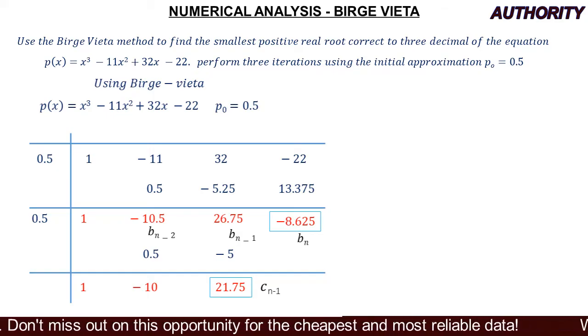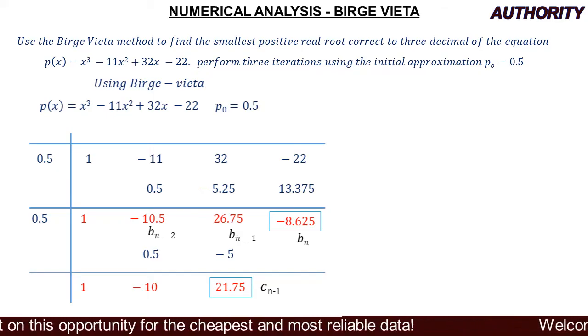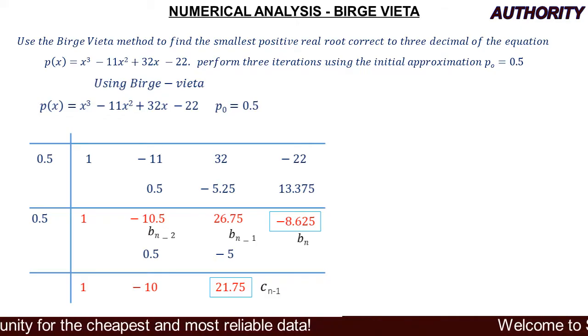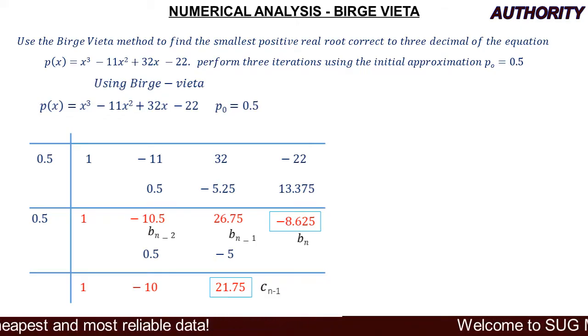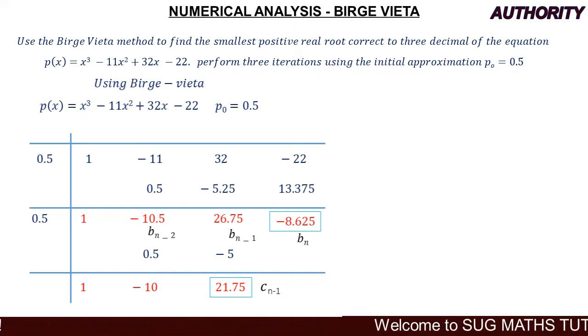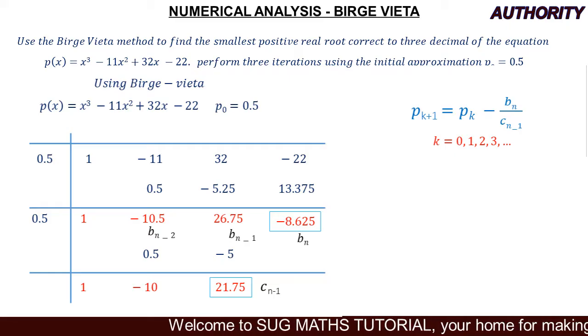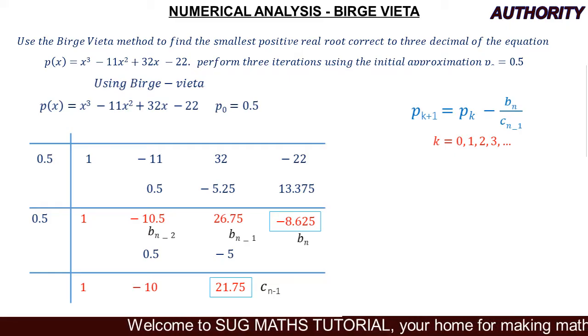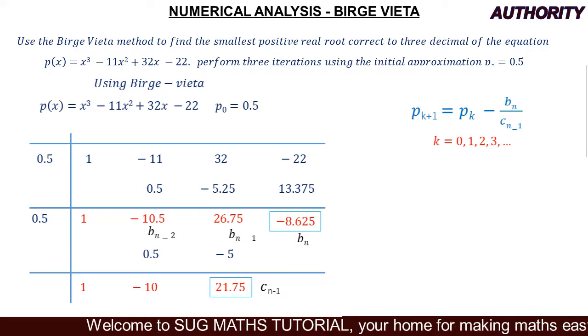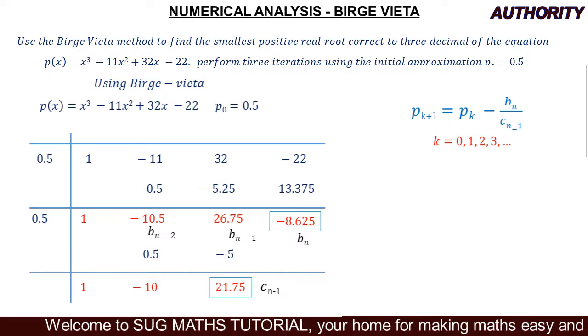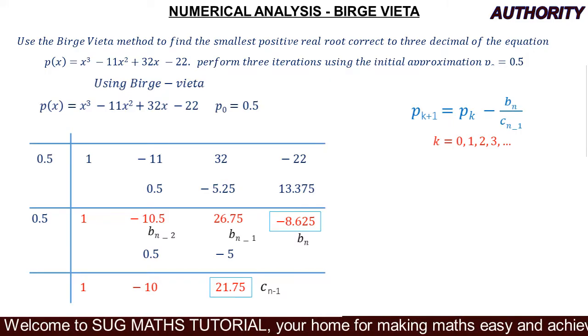So now, with Bn and Cn minus 1, and our first starter, which is P0, we are going to use it to complete the iteration. The formula for Birge Vieta is Pk plus 1 is equal to Pk minus Bn all over Cn minus 1. Are we together?